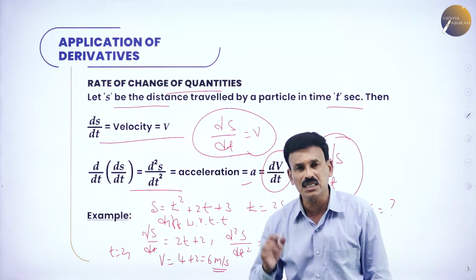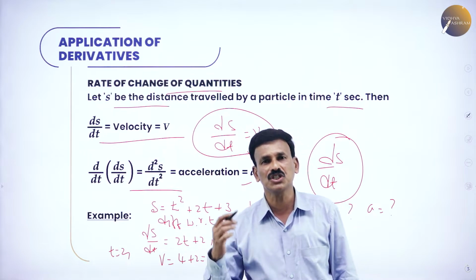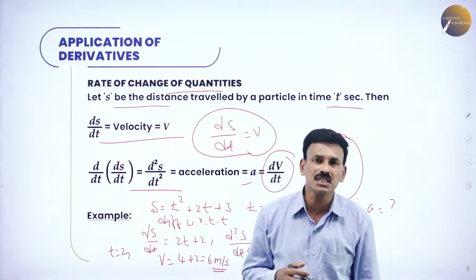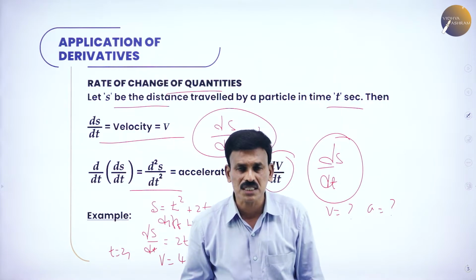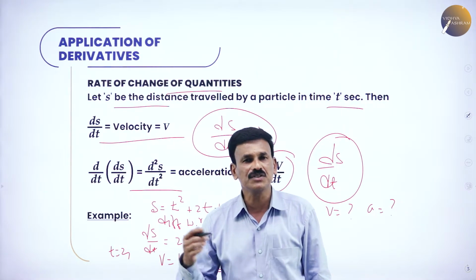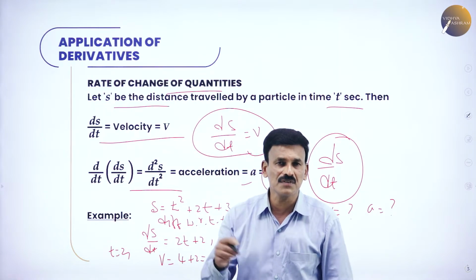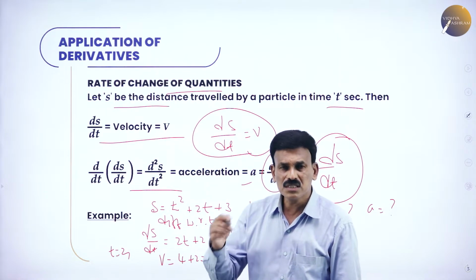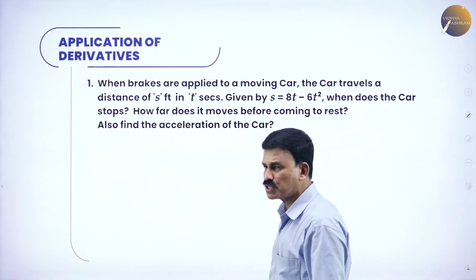In general, d by dt represents the rate of change. ds by dt is the rate of change of displacement, dv by dt is the rate of change of volume or of velocity, dr by dt is the rate of change of radius, dc by dt is the rate of change of circumference of the circle. These are the things which we are going to study in this concept. Now let us come to the very important problem.